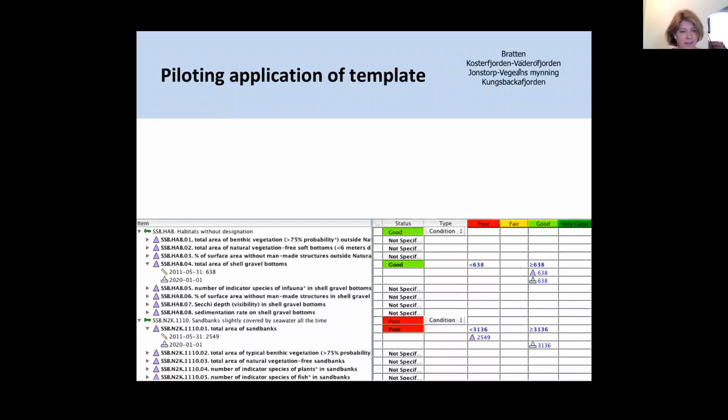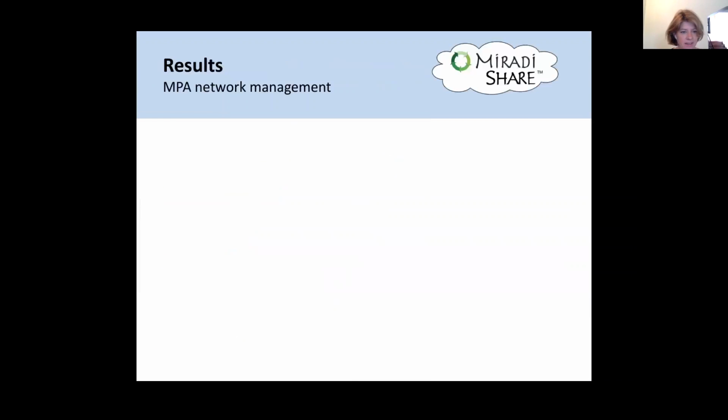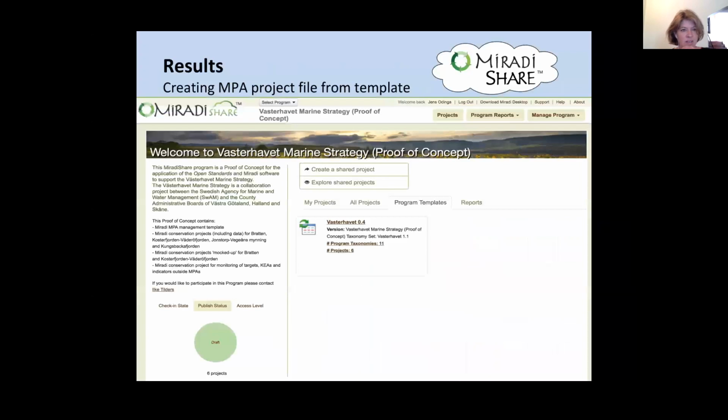Let me just quickly run through a slide that shows the Miradi Share shots. And this is in Miradi Share. We're in the Westerhaven Marine Strategy Proof of Concept. This is available not to the public, I think, but it is to the project team. But in there is a Westerhaven template, and if you're interested that this is shared beyond this group, send me a mail and I'd gladly share it with you. Yeah, thank you.